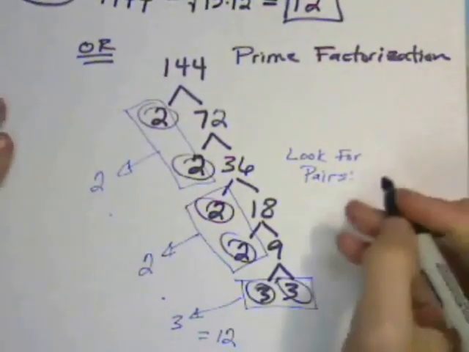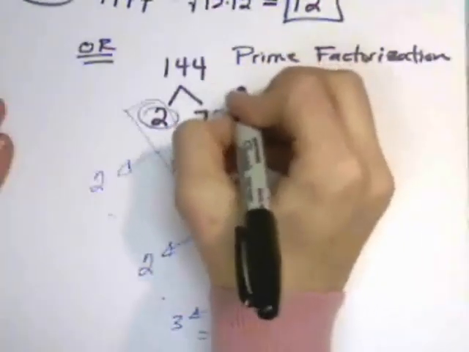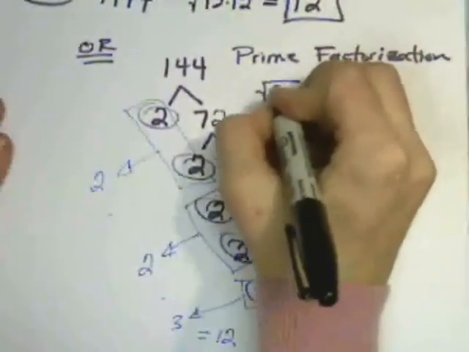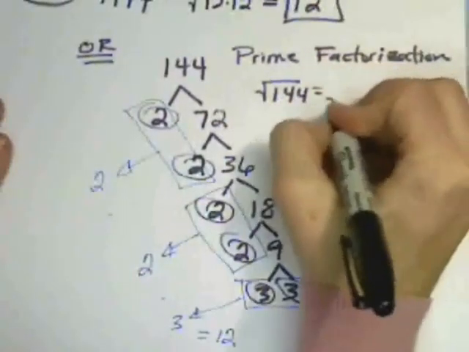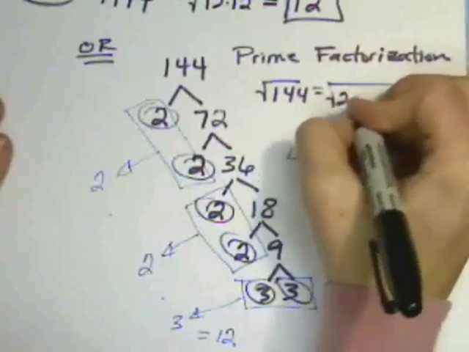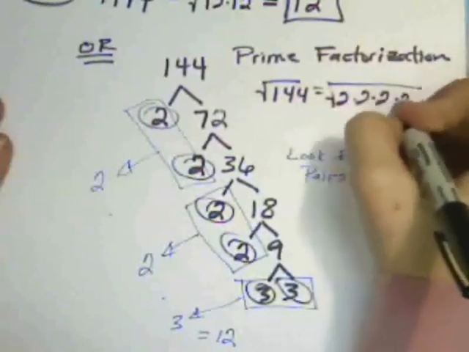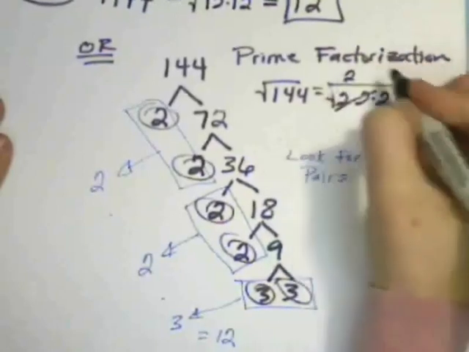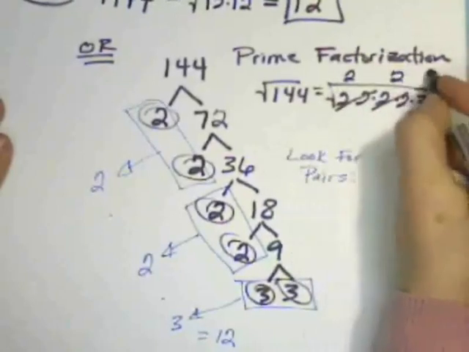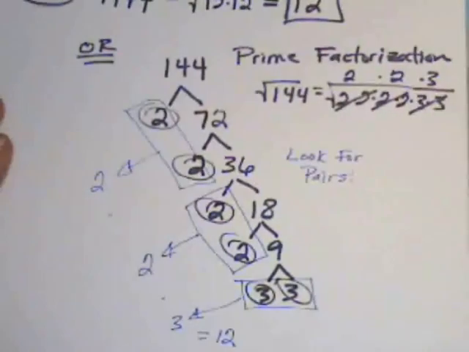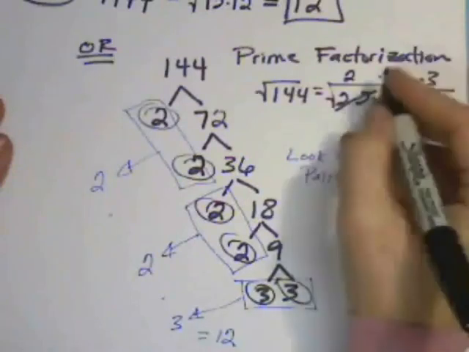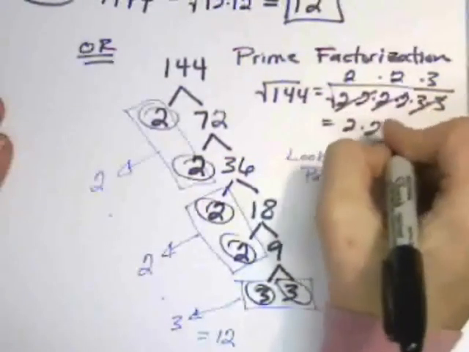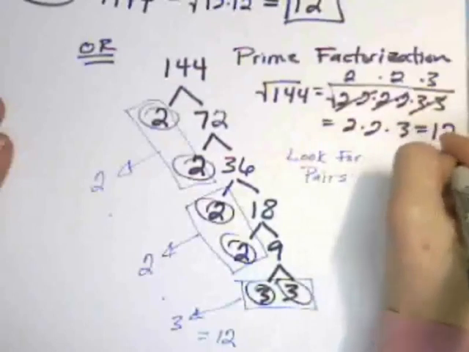And again, technically you could have written this as square root of 144 is equal to the square root of 2 times 2 times 2 times 2 times 3 times 3. And every time you saw a pair, you pulled out that repeating data. And you got a 12.